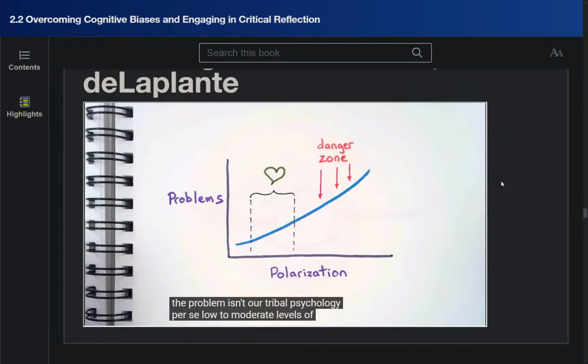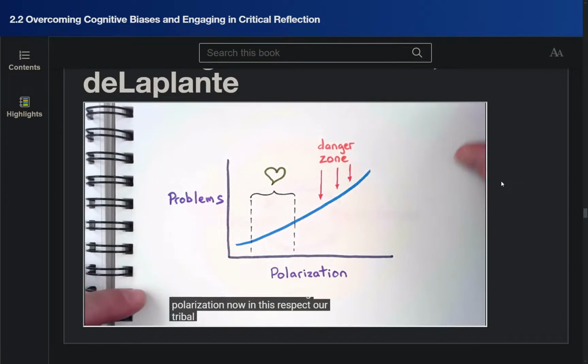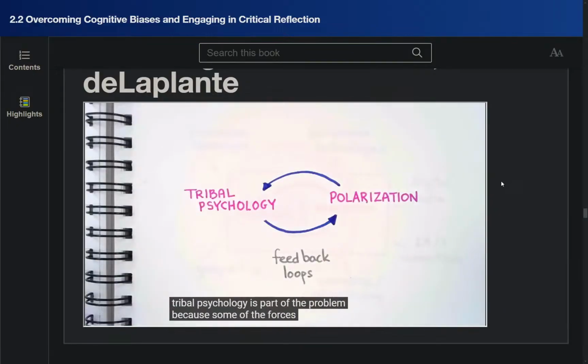Low to moderate levels of polarization can be very good for us. We get the benefits of community and belonging and group solidarity without the disruption and risks that come with higher levels of polarization. The real problem is polarization and the forces that are responsible for driving us in the direction of increasing polarization. Now, in this respect, our tribal psychology is part of the problem because some of the forces that drive polarization do have roots in our psychology.